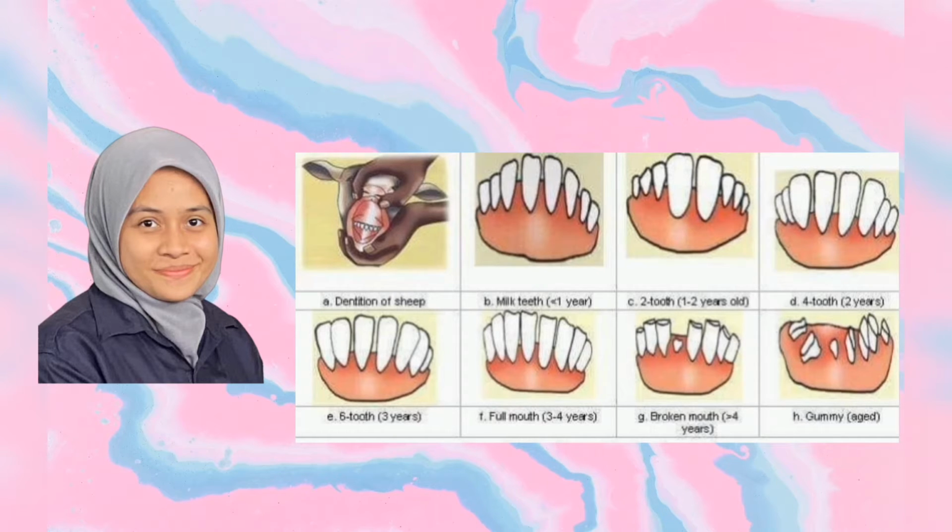If we saw the milk teeth, the goat age less than 1 year. 2 tooth, it could be 1 until 2 years old. If 4 tooth is 2 years. Then 3 years will have 6 tooth. If the mouth full of tooth, the age is 3 until 4 years. Broken mouth happens if goats are more than 4 years. Lastly, gummy means the goat is old.